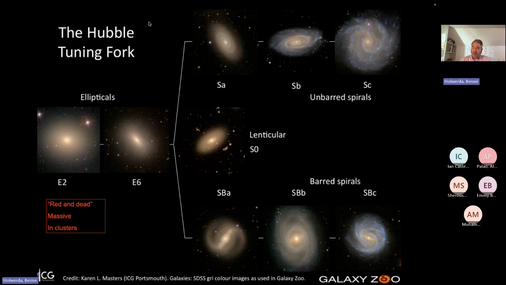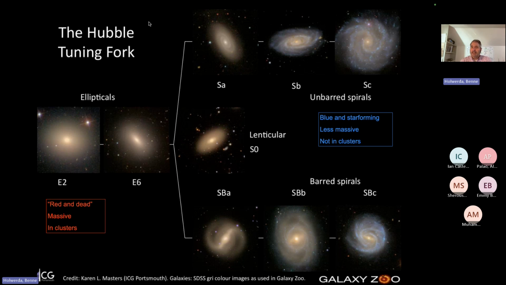And so you start with red and dead on the left. You do this little introduction and say, yeah, elliptical galaxies are red and dead. They're yellow. They don't have new stars, no new star formation. They're typically in clusters. They're typically very big. And then we have blue and star forming, less massive and not in clusters.